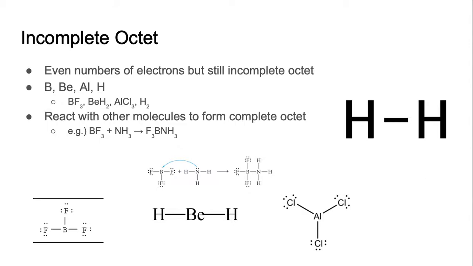These molecules are able to complete their octet by reacting with other molecules. For example, boron trifluoride can react with ammonia to form F3B and H3, which gets rid of the incomplete octet and completes the 4 bonds and octet for boron.